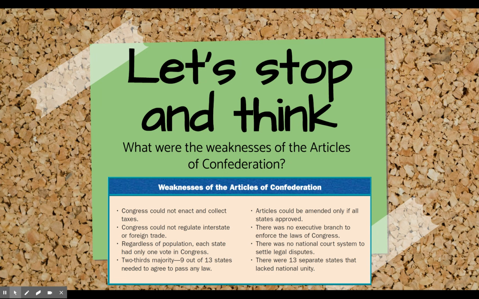With the Articles of Confederation, there were 13 separate states that lacked national unity. All the states wanted to keep their own independence and be separate. Even their money: Rhode Island had a different type of money than New York or Pennsylvania. So there wasn't a lot of connection amongst the states.